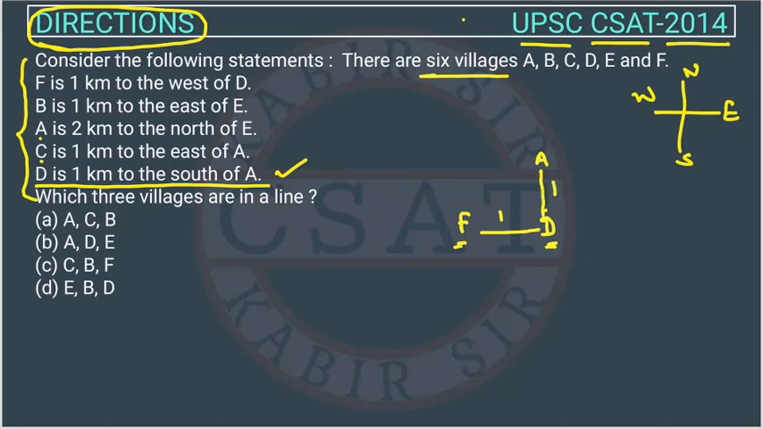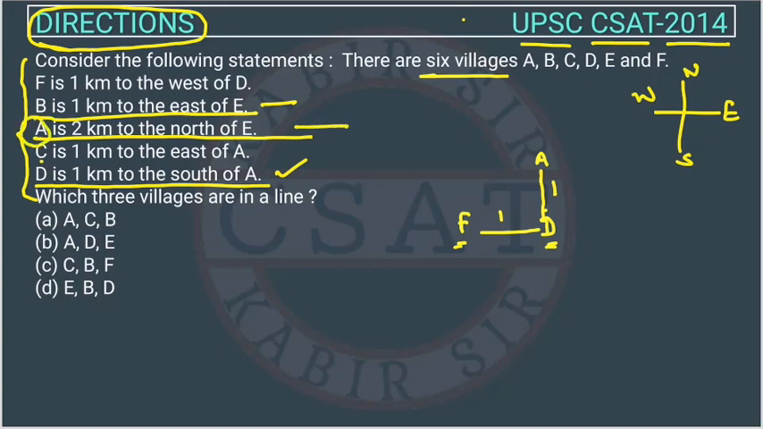So now we can read any statement which has reference point either F, D or A because we have drawn 3 points, right? So these 3 villages we have already plotted. Now we want a statement which is using these villages as a reference point. So this statement will not be useful right now, but this will be useful. Why? Because we have already plotted A.